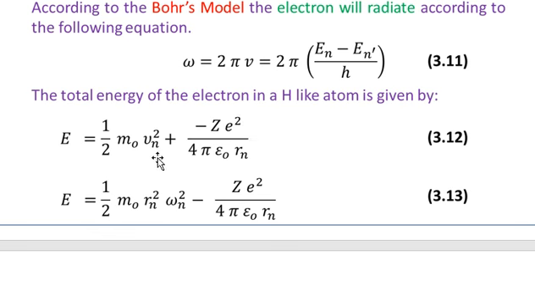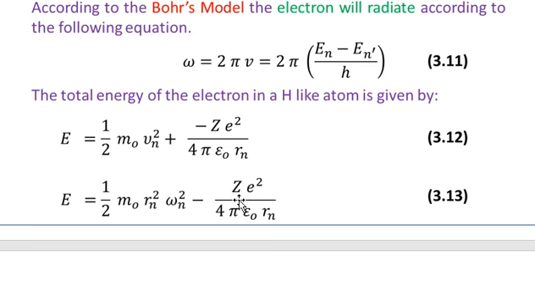So you see that substituting Vn by Rn omega n, we have this relationship. Since it is V square, we have Rn square and omega n square in the first term, and then we have a minus Z square e square over 4 pi epsilon naught Rn. So 3.13 will give you the total energy, or the total binding energy, of the electron in a hydrogen atom.